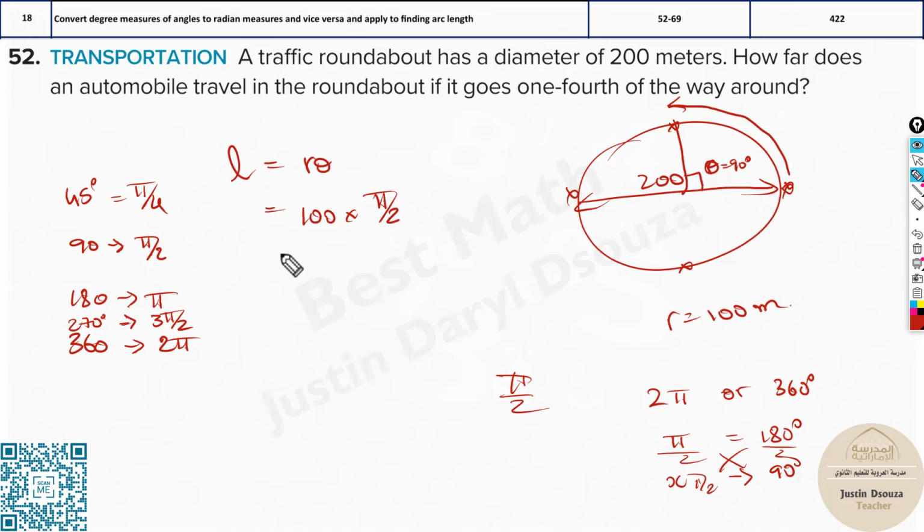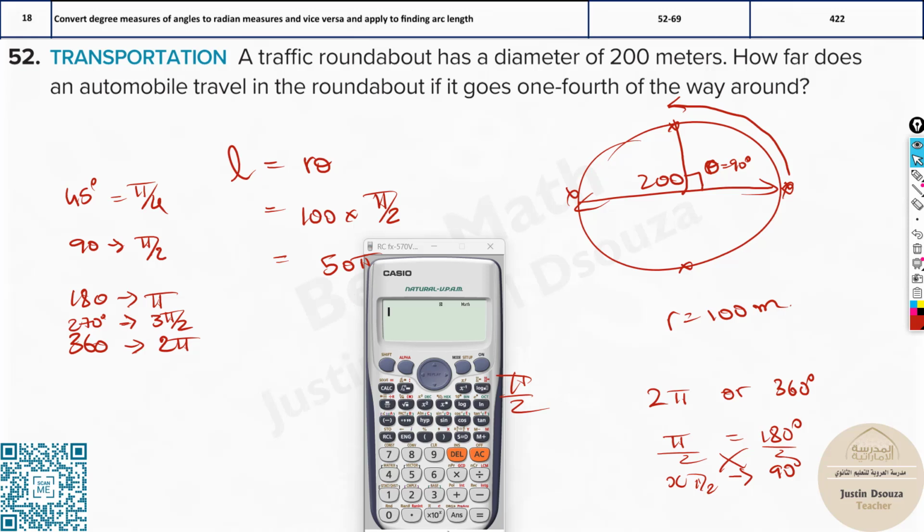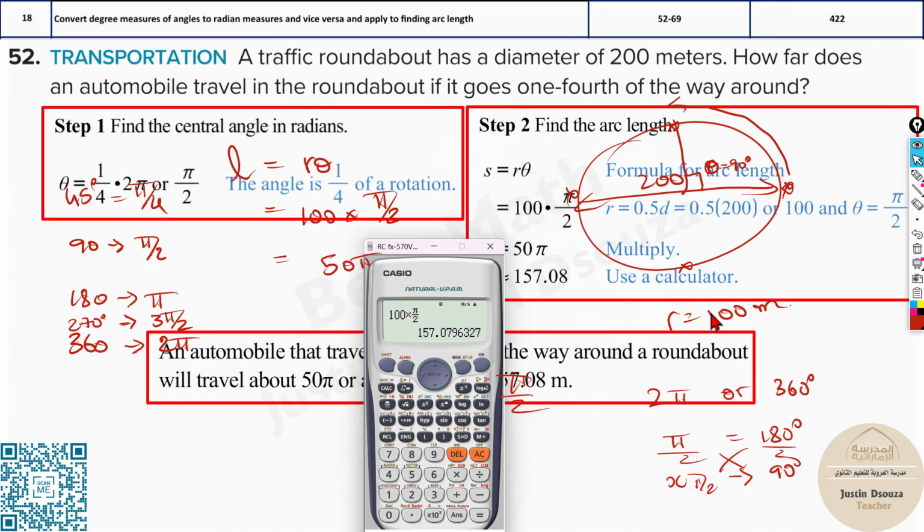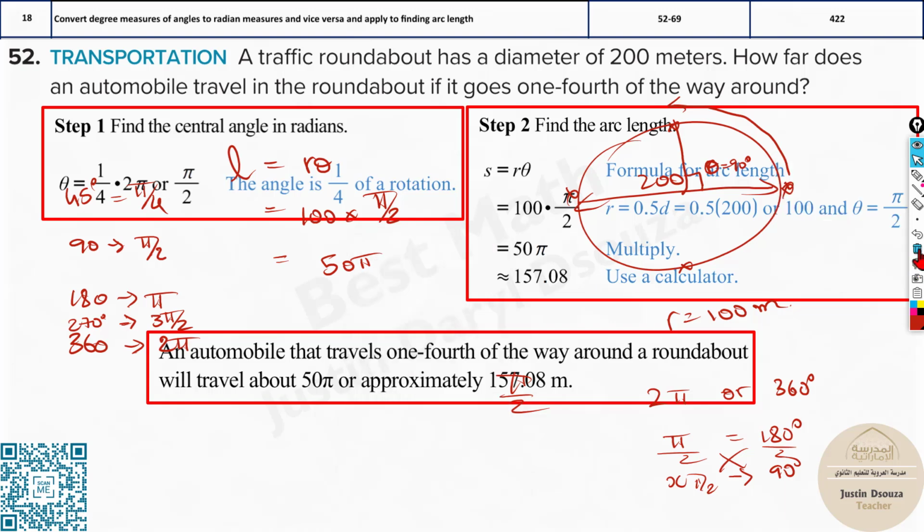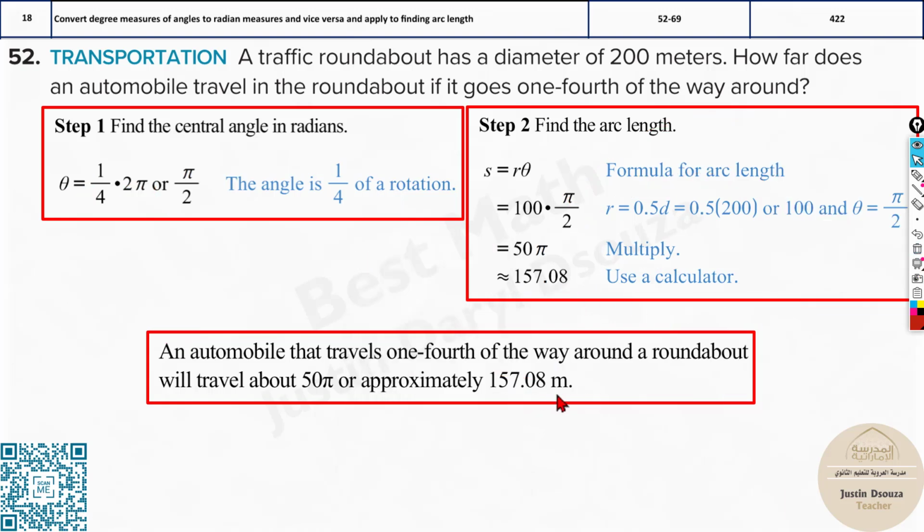90 degrees would be pi by 2. So here it'll be 50 pi. That would be the answer. But they might require a value. So what you need to do is multiply by 3.14, but I'll show it on the calculator. All you would be doing is writing 100 times pi, then shift and the 10 to the power symbol, and by 2. So the answer is 50 pi. But if you press SD, you will get 157.08. That would be the final answer. You can see here it's 157.08 meters.